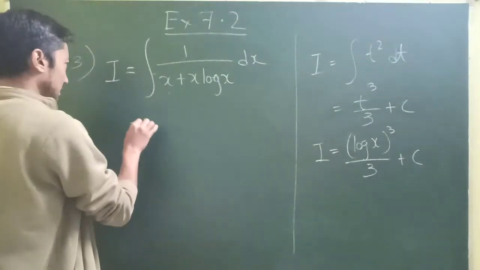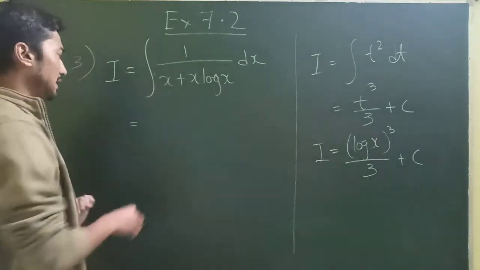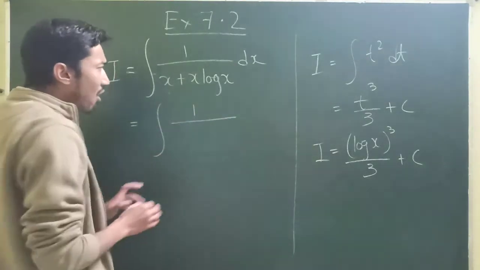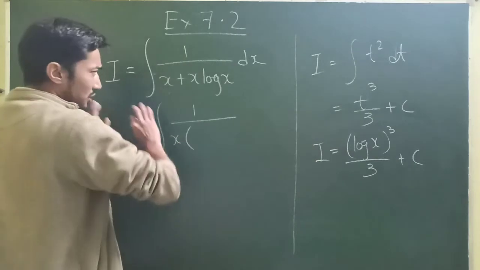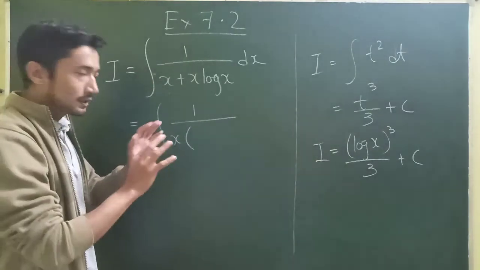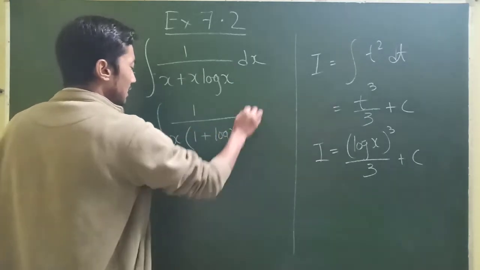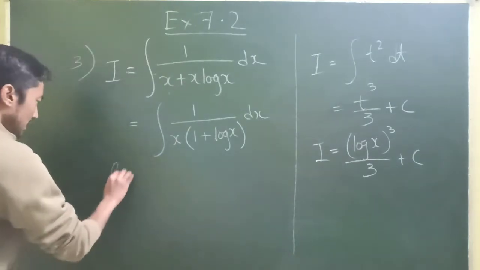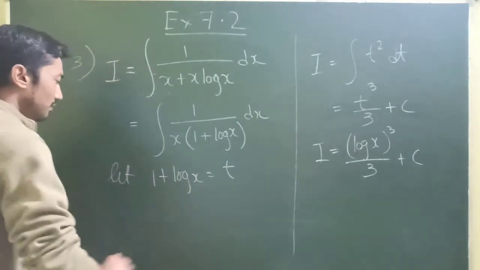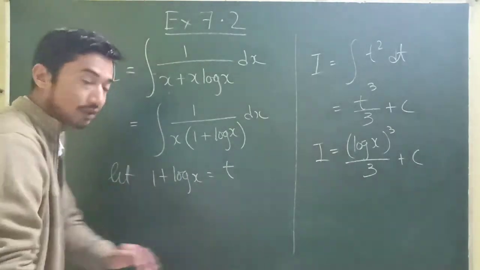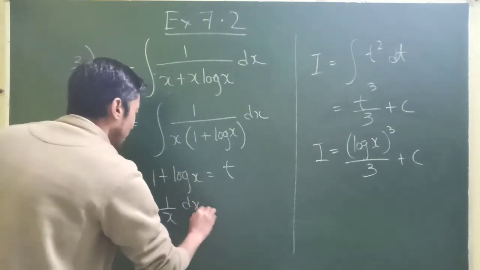Now here, I can't really make out what I should substitute. I see log, so maybe it only plays with log. Since I can't make it out, I will settle things down properly by taking x common. So that's going to be x times (1 plus log x). I think this might help, because if I substitute 1 plus log x as t, then differentiating both sides, the derivative of 1 is 0, and the derivative of log x is 1 by x, with respect to x.